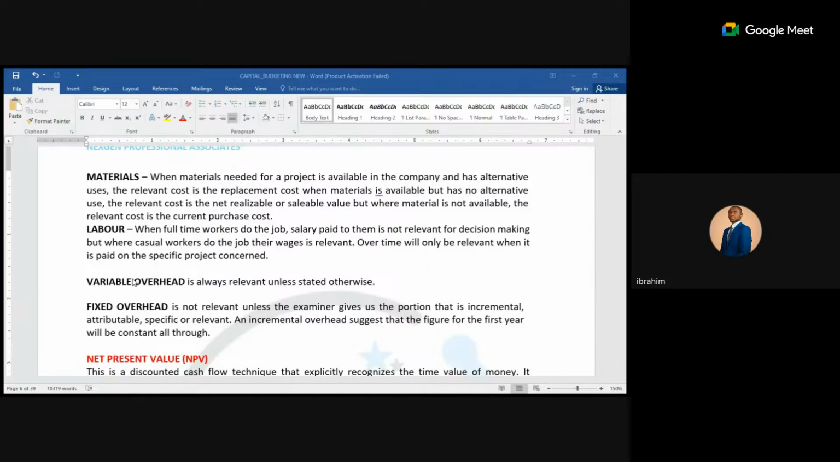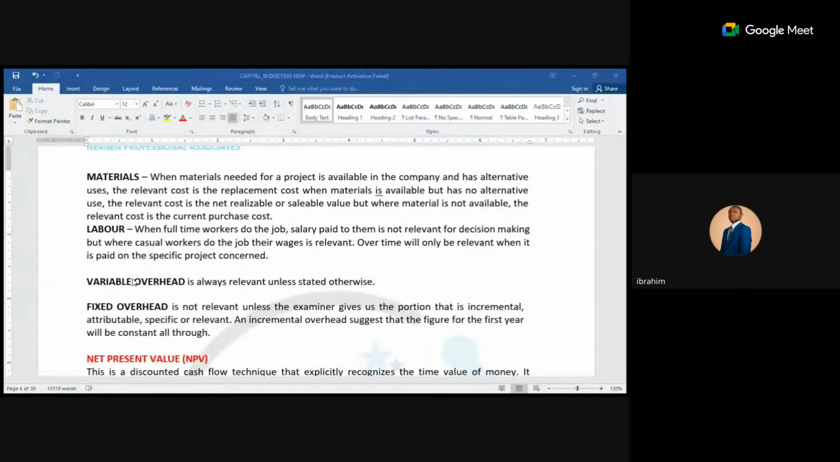When it is available and has alternative use, the relevant cost will be the replacement cost. When material is available but has no use at all, you have to sell it if it has a realizable value, or the sellable value, right? But you need it. It's not available, but you need this material. What will be the relevant cost?